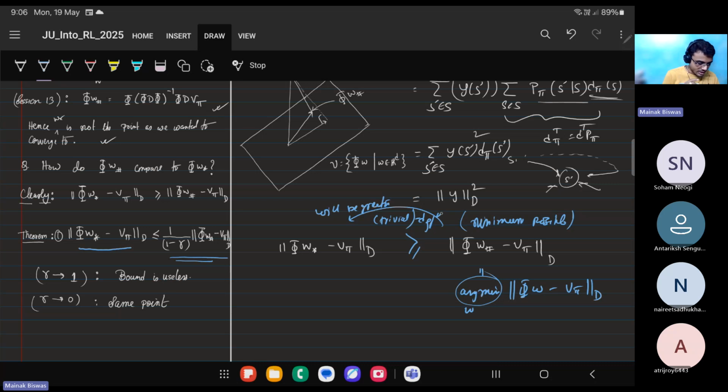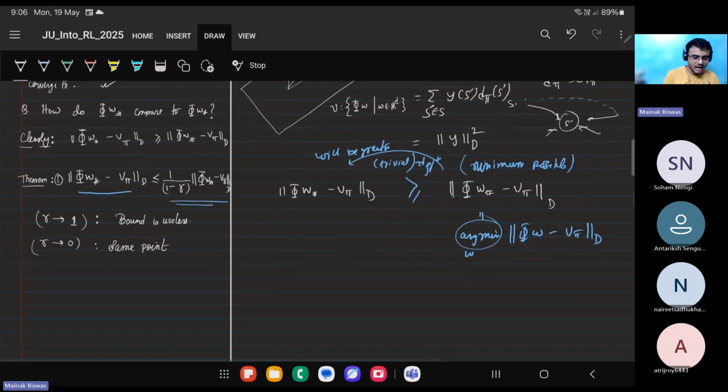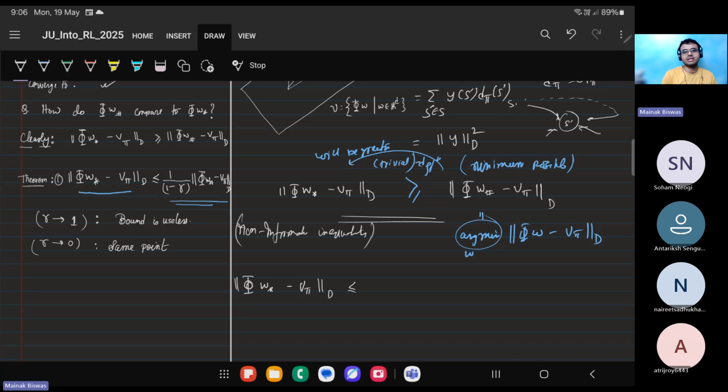Very good. So now I will try to find an upper bound. As I was telling you last day, Antariksh was asking me, aren't they the same? I'll say they're not the same. We'll see why they're not the same. See, phi W star minus V pi of d. See, this is a useless inequality, at least non-informative. We should not use this word. Non-informative inequality. Why is it non-informative? Can anyone tell me?